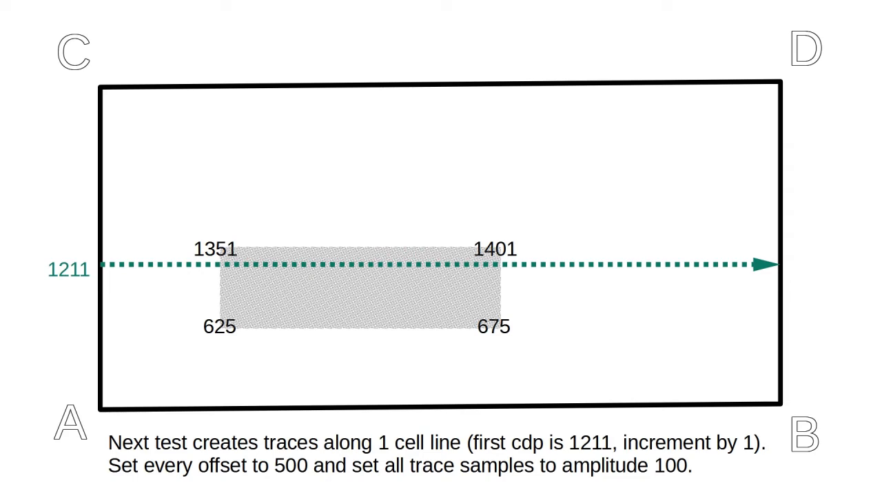Most tests shown here use SUNull to create fake traces. Then every sample in all those traces is set to amplitude 100. The CDP numbers in those traces are set so that we only get one cell line. The offset value in all those traces is set to a constant value. When the mute is applied, it zeroes some of the samples. This makes a clear display of what the interpolation is doing.